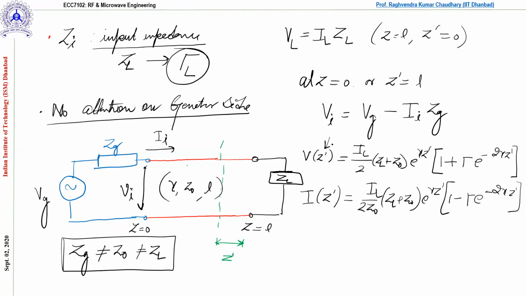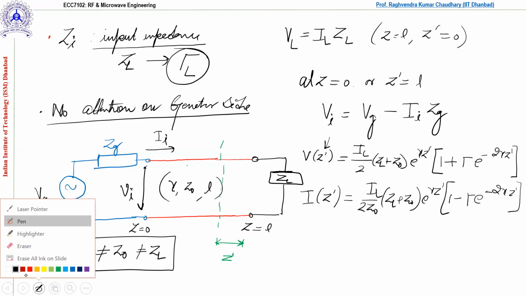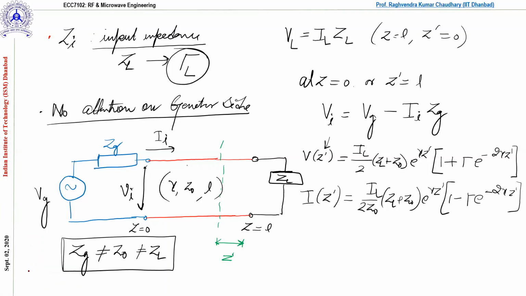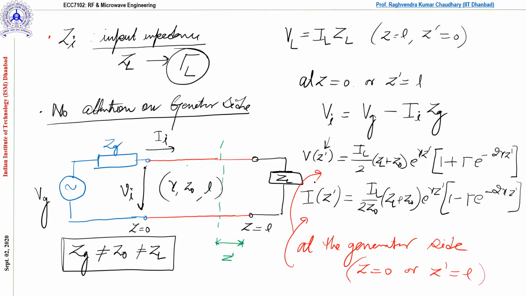Now let us consider a situation at the generator's side, which means z is equal to 0 or z dash is equal to L. So we can modify these two equations. Can we modify? Yes, definitely we can modify the equation based on this information, if particularly you are interested at the generator side. Fine.